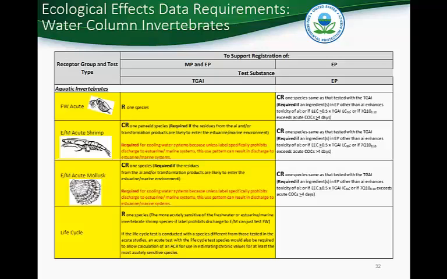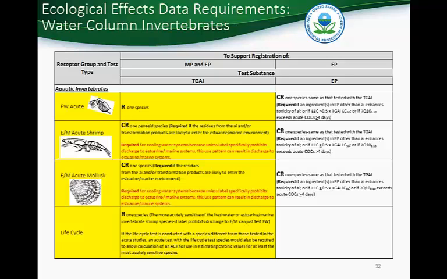If the life cycle test was conducted with a species different from those tested in the acute studies, then an acute test with the species used in the early life stage test would also be required to allow calculation of an acute to chronic ratio for use in estimating chronic values for the most acutely sensitive crustacean species.